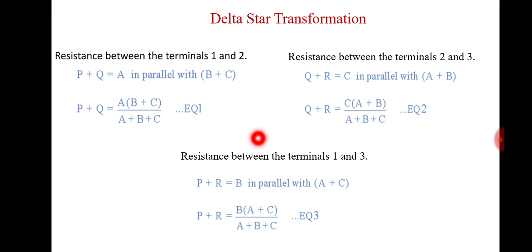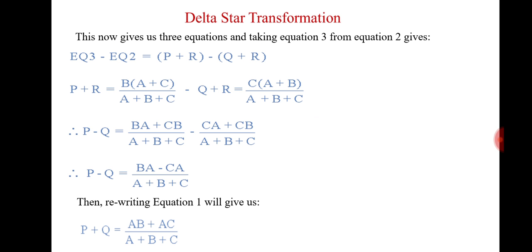Same as resistance between terminal 1 and 3: P plus R is equal to B in parallel with A plus C. So the equation becomes B into A plus C divided by A plus B plus C. Equation number 3. Now delta star transformation. This now gives the three equations, and taking equation 2 from equation 3 gives P plus R minus bracket Q plus R.